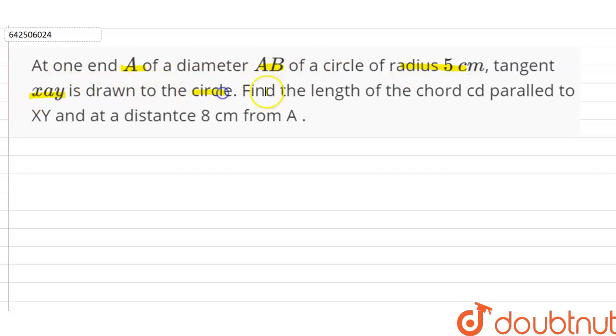At one end A of the diameter AB of a circle of radius 5 cm, tangent XAY is drawn to the circle. Then find the length of the chord CD which is parallel to XY at a distance of 8 cm from point A.